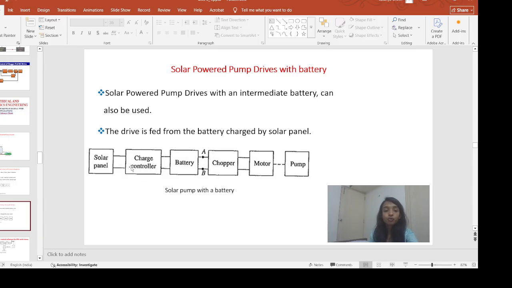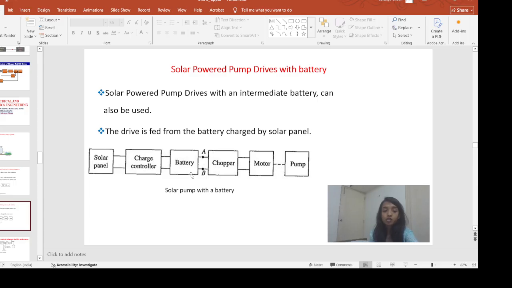This charge controller, what it will do? It will regulate the voltage and the current that is coming from the solar panel to prevent the overheating or overcharging of the battery. It will ensure that the battery is charged safely and efficiently, and it will protect the battery from the damage due to excess voltage or current.